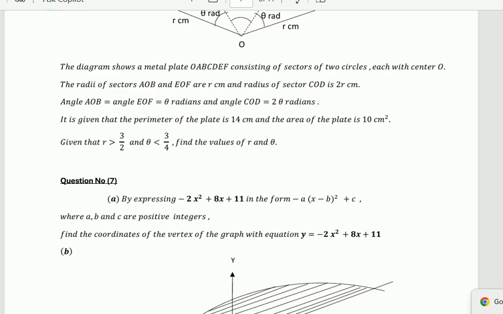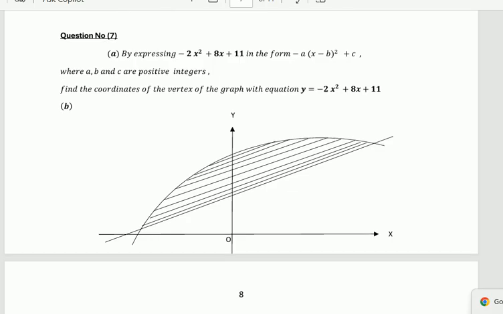Now, for question number 7, by expressing minus 2x square plus 8x plus 11 in the form of a minus 2 into (x minus b) whole square plus c, where a, b, and c are positive integers, find the coordinates of the vertex of the graph with equation y equal to minus 2x square plus 8x plus 11.